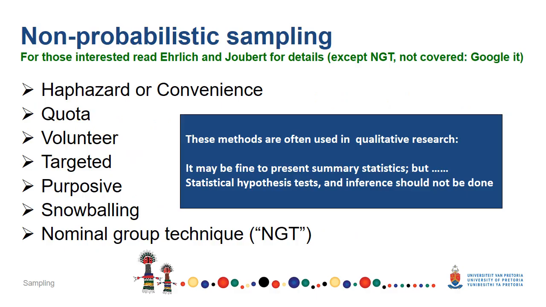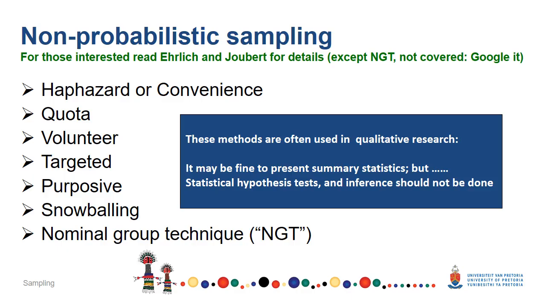Non-probabilistic sampling methods are often used in qualitative research. However, you do sometimes get some mixed methods research as well. For example, when you want to determine what items to put in a questionnaire for a quantitative study, you may use qualitative methods in order to obtain or identify the best items to include. So these may be encountered even though you consider yourself perhaps a quantitative researcher.